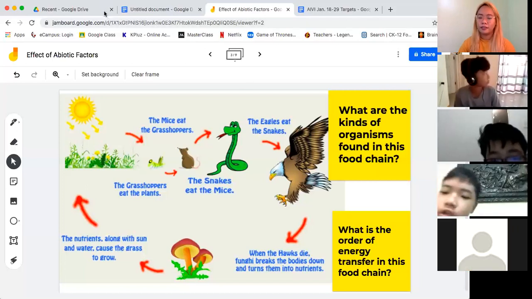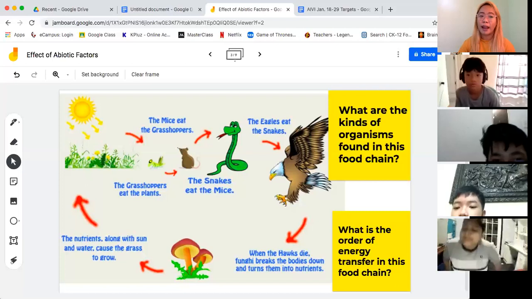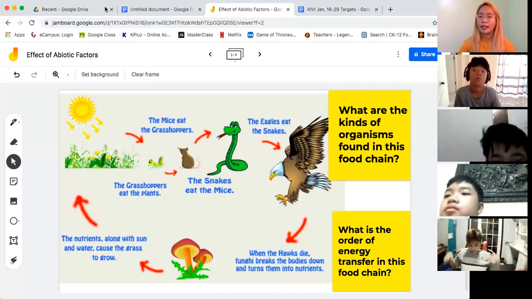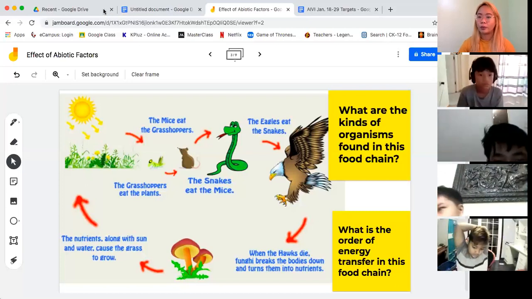And then after the snake, after the eagle, after the hawk dies, fungi breaks the bodies down and turns them into nutrients. And then the nutrients will remain in the soil, which will also be used by the plants to grow. So it is a cycle, it's a continuous cycle. So the energy is just passed along from one organism to the other.